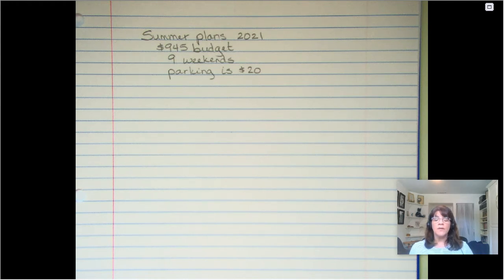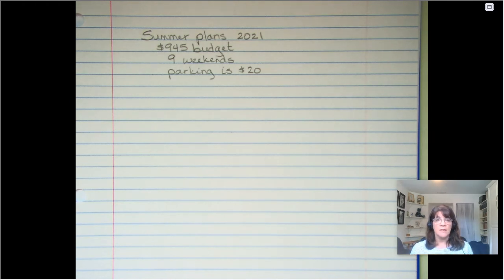So for 2021, I want to go see some baseball. I miss baseball. I like baseball live. So I want to take my family to see some baseball games. Once I get done with school and start getting ready for school, we have about 9 weekends in the summer where we could do this.